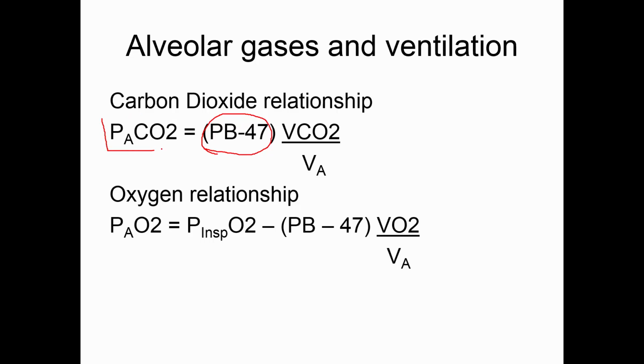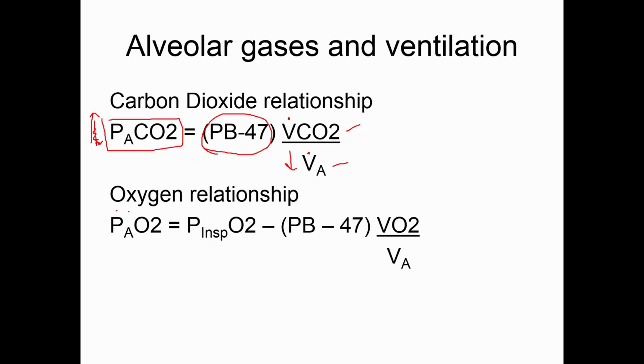So PCO2 is related to atmospheric pressure minus 47 times CO2 production divided by alveolar ventilation. And once again, we need the dot to show alveolar ventilation. So we have an inverse relationship. If you breathe more, this number is going to go down. However, if you breathe less, then this number is going to go up.